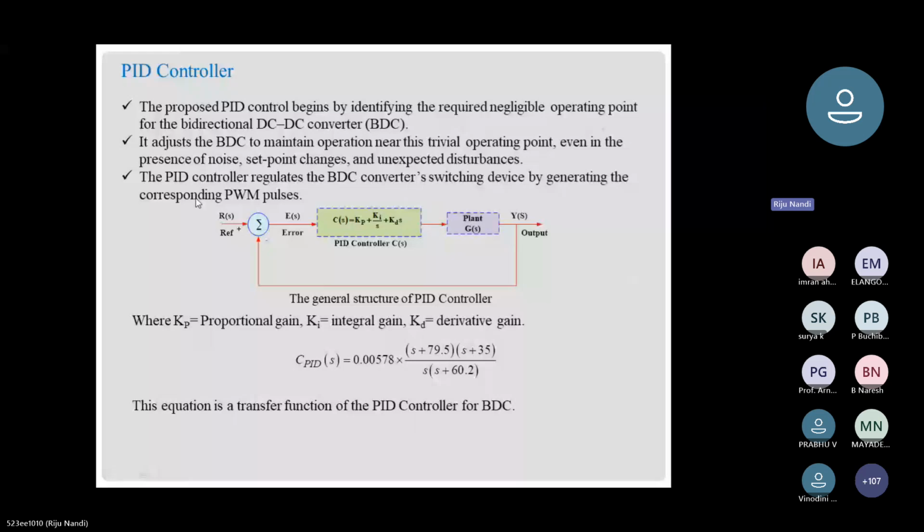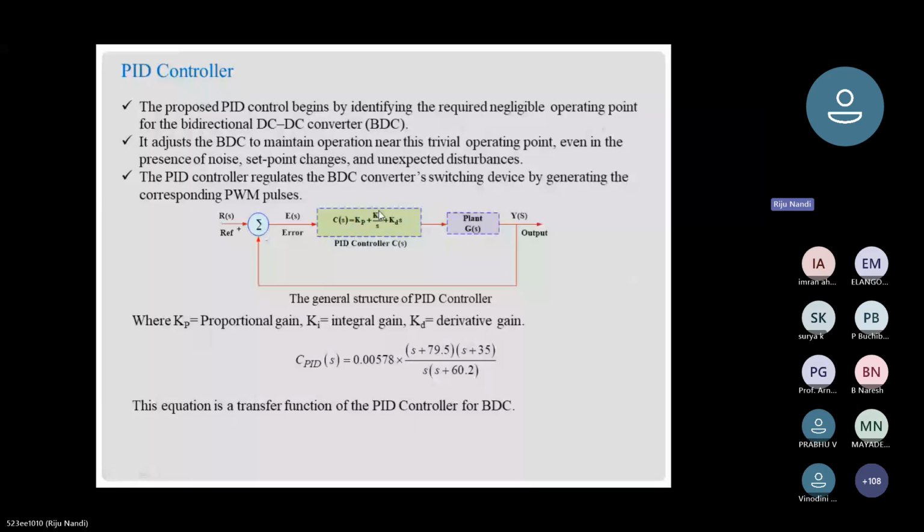So you can see this is the structure. The reference voltage is coming, and the output voltage is there; from that the error will come. This is the PID controller, the controller part, which you have to use to control things. This is the plant transfer function, G(s). This is the general structure of a PID controller, where Kp is the proportional gain, Ki is the integral gain, and Kd is the derivative gain.